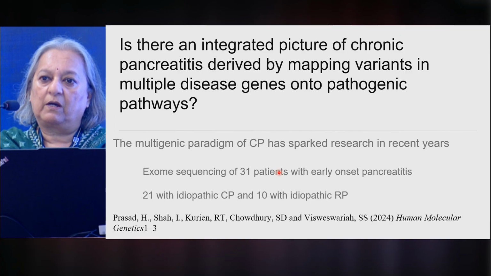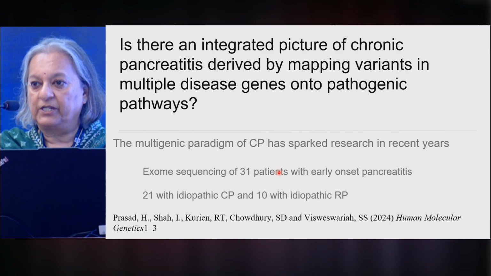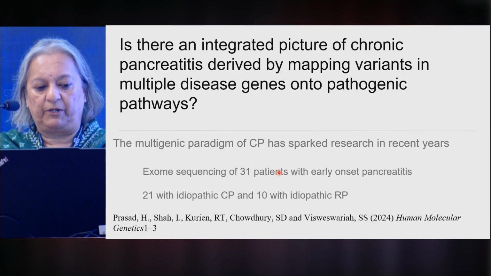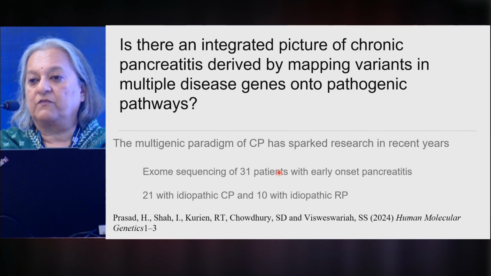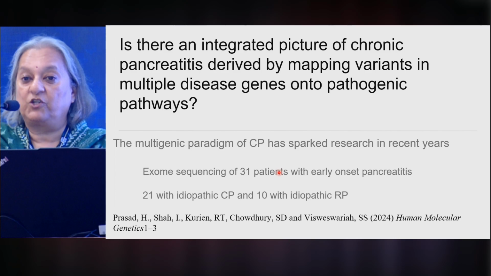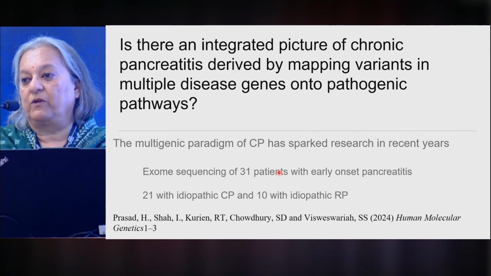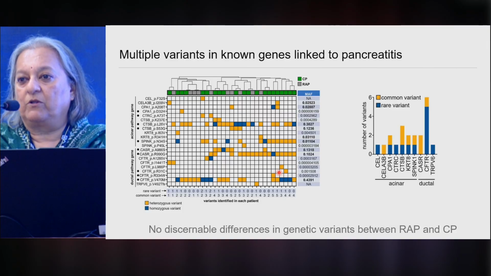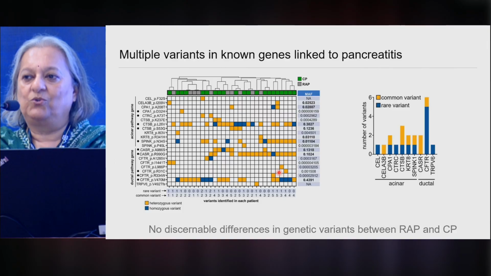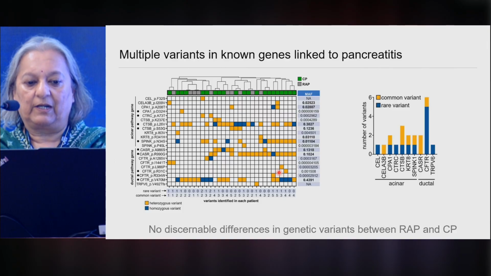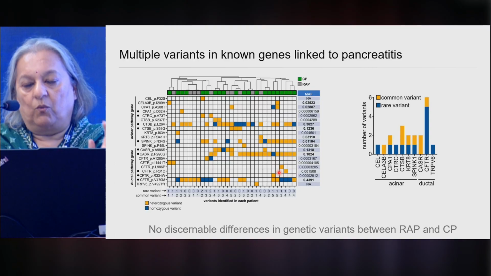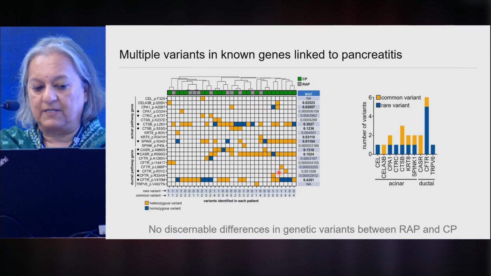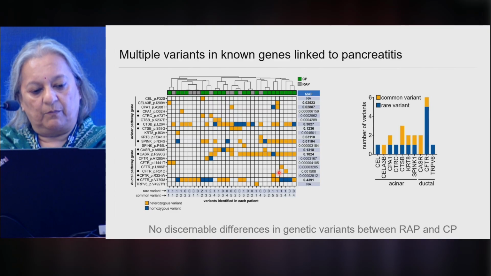These were all patients of younger age, and so we hoped to look for a genetic predisposition in this population. 21 were classified by Sudipto and his gang as idiopathic CP, and 10 with idiopathic RP. Now I'd like you to spend a little time on this table because again this alludes to what Dr. Whitcomb spoke so eloquently in the beginning. We focused on looking at genes that were associated with pancreatitis in individuals.